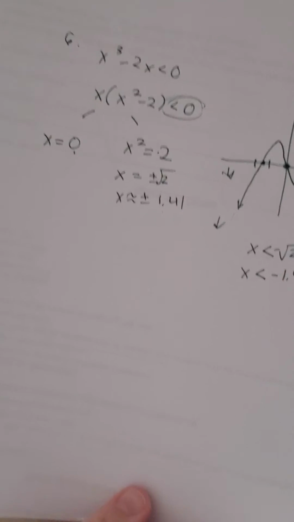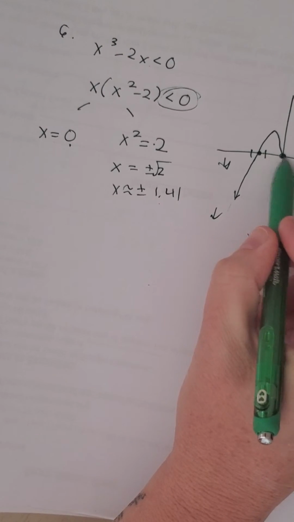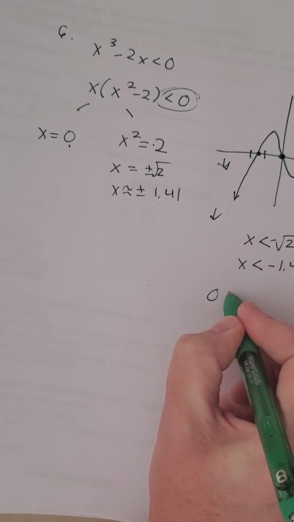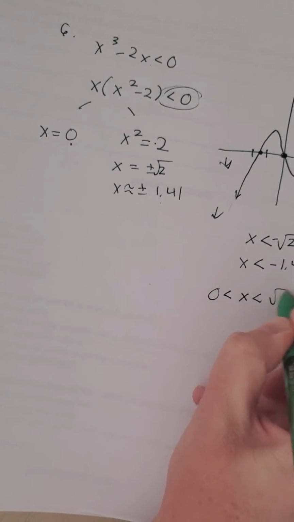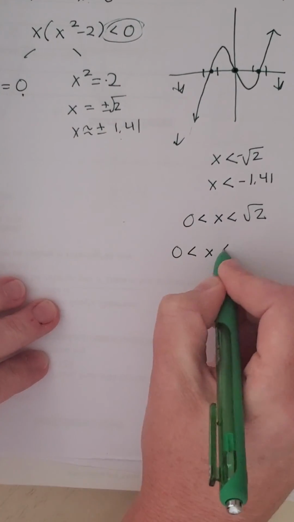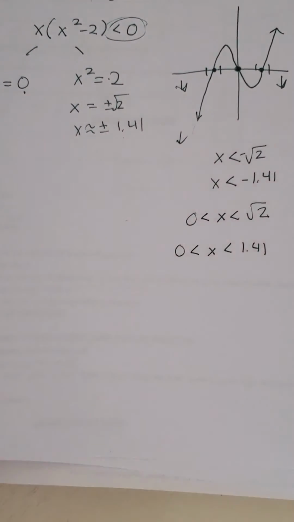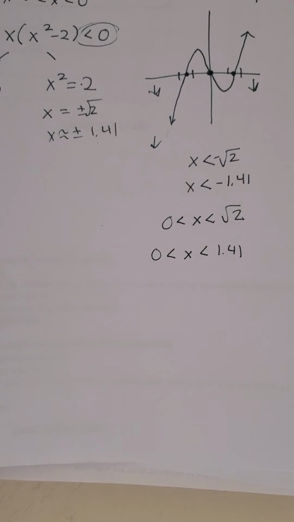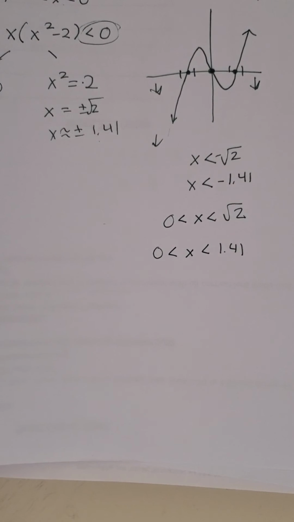And then it also happens between 0 and 1.41. So you could say 0 is less than x is less than the square root of 2. Or if you're estimating, you could say 0 is less than x is less than 1.41. And those would be the intervals on which your graph is less than 0.